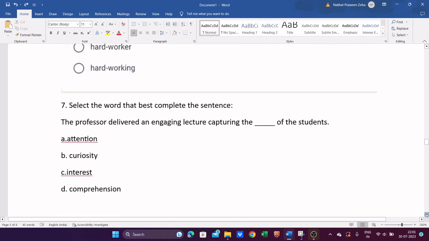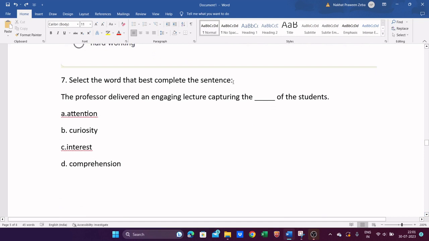Next, question number 7. Select the word that best completes the sentence. The professor delivered an engaging lecture capturing the dash of the students. So all the four words seem correct, but we need to pick the most suitable one. Attention, curiosity, interest, comprehension. Comprehension can be eliminated. No, it is not suitable. Interest and attention can also be there, but here we need to focus on the word engaging. The professor delivered an engaging lecture capturing, I think, curiosity of the students. So B can be the correct answer.